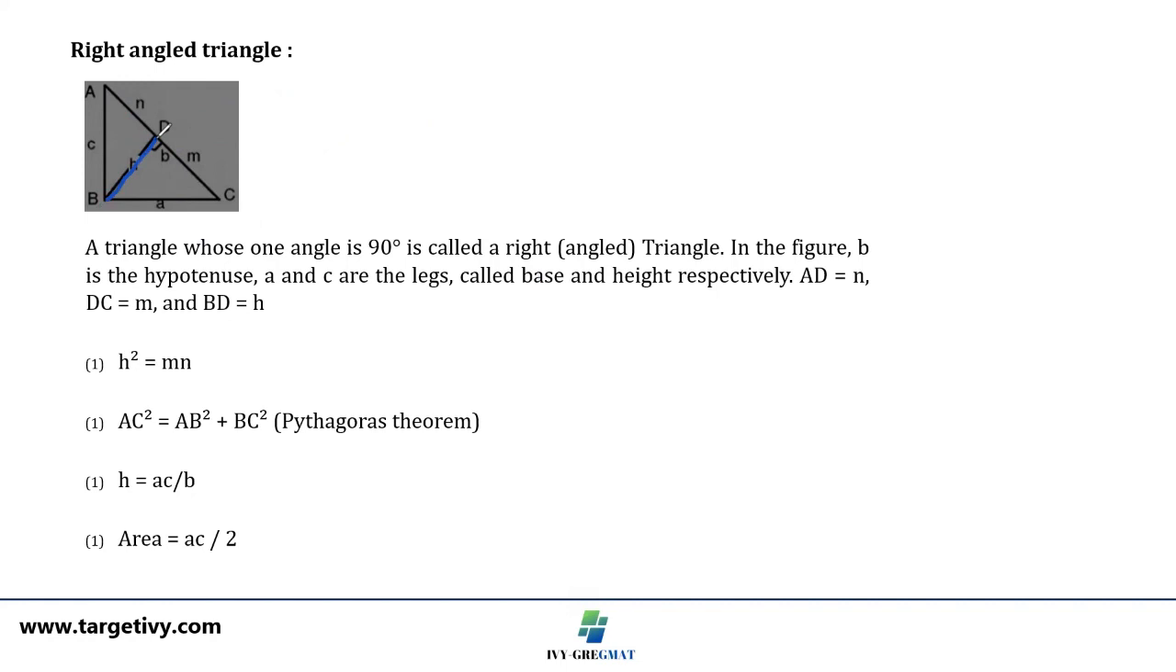with a height h and m and n have been marked. With that understanding, we will go for some simple formulas. H square. So this perpendicular height h square is equal to m into n.